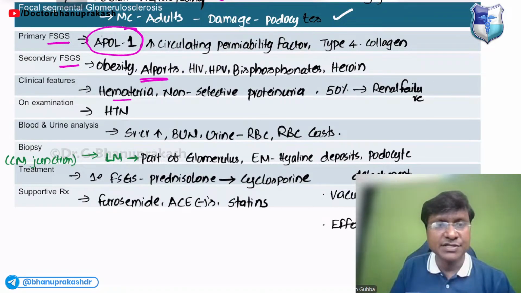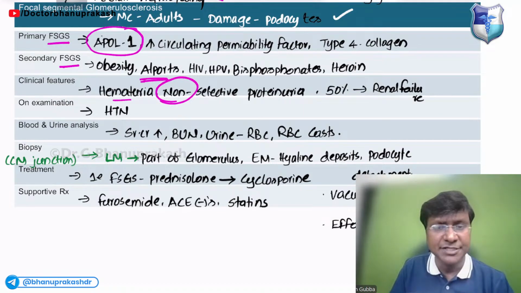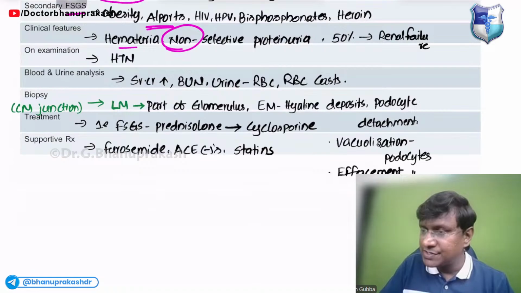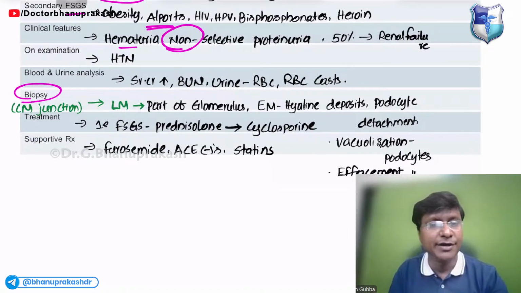In minimal change disease, we have discussed that there is selective proteinuria, but here it is non-selective proteinuria. These patients will have hypertension. And what is the investigation of choice? The investigation of choice will be biopsy, and you have to take the biopsy from the corticomedullary junction.